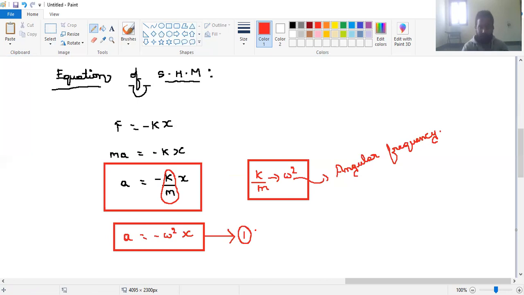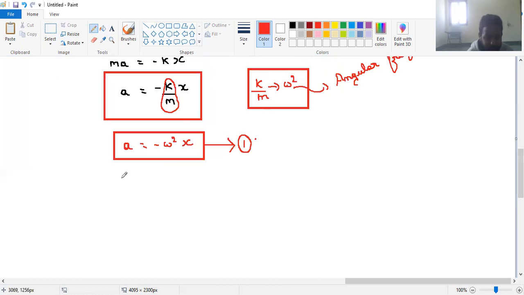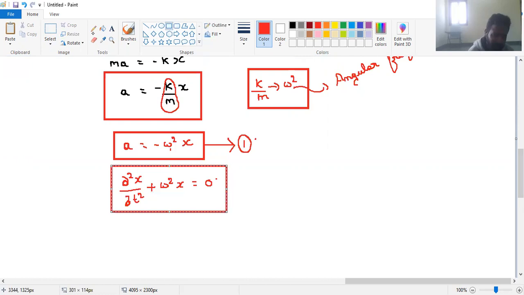Let us go with the second equation. You can also write acceleration as d square x by dt square. If you bring minus omega square x here, it becomes d square x by dt square plus omega square x is equal to 0. This is called the differential equation of SHM. The same thing, but in differential form.